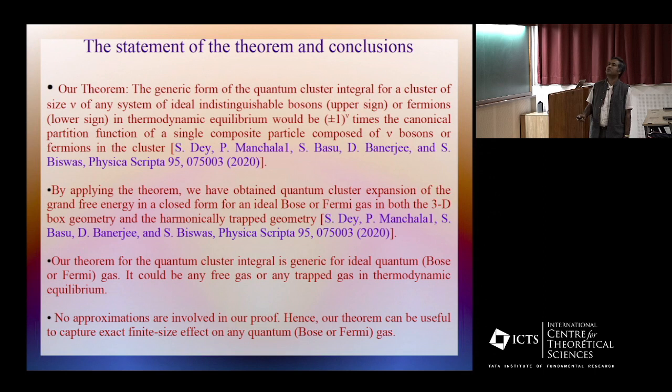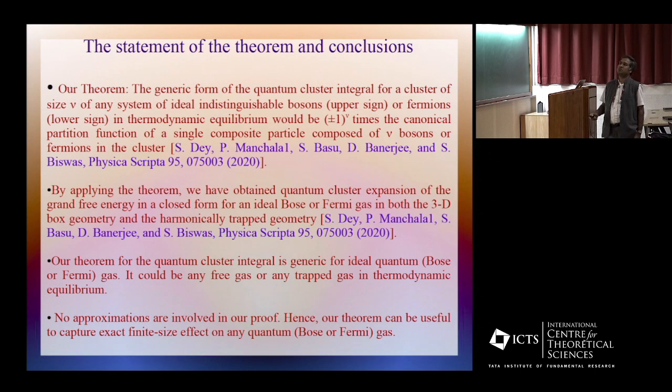So let us come to our theorem now. The generic form of the quantum cluster integral for a cluster of size nu of any system of ideal indistinguishable bosons or fermions in thermodynamic equilibrium would be plus minus 1 to the power nu times the canonical partition function of a single composite particle composed of nu bosons or fermions in the cluster. This theorem was published in Physica Scripta.